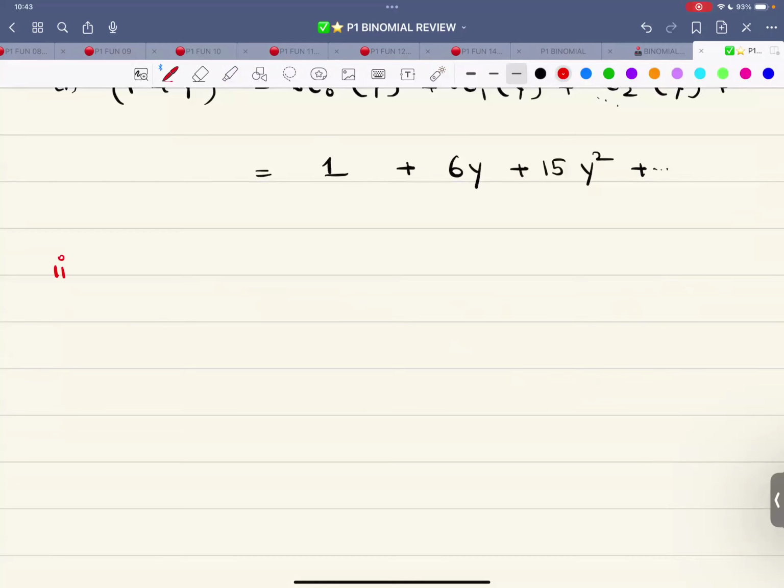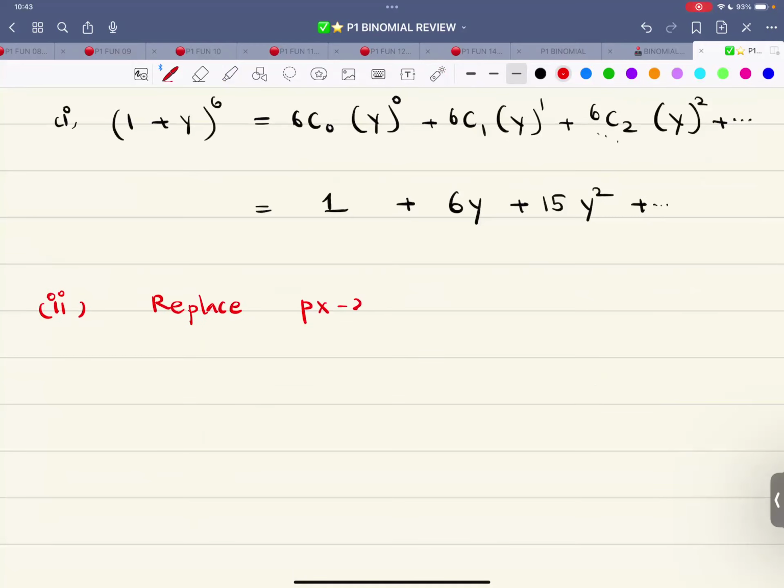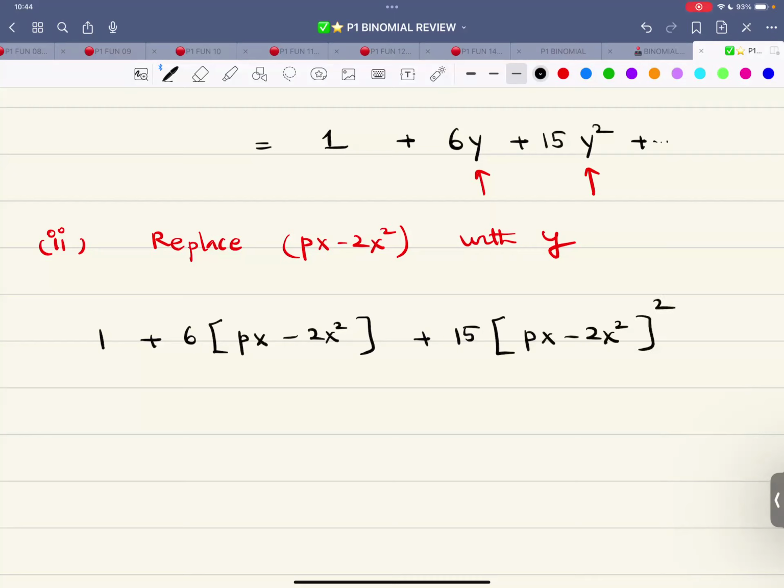So second part, replace px minus 2x squared with y. So there is y, there is y. That's it. So just write it down. 1 plus 6(px minus 2x squared). And this is 15(px minus 2x squared) squared. All good? The square is this one.